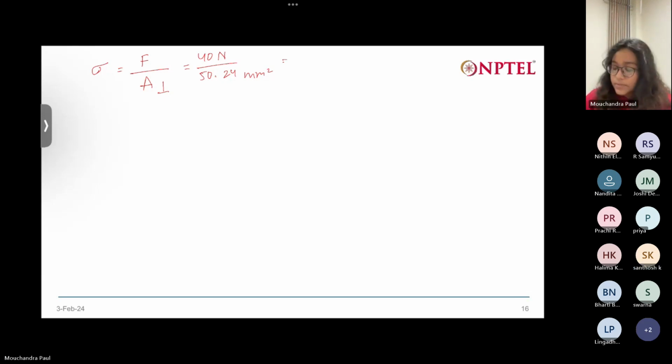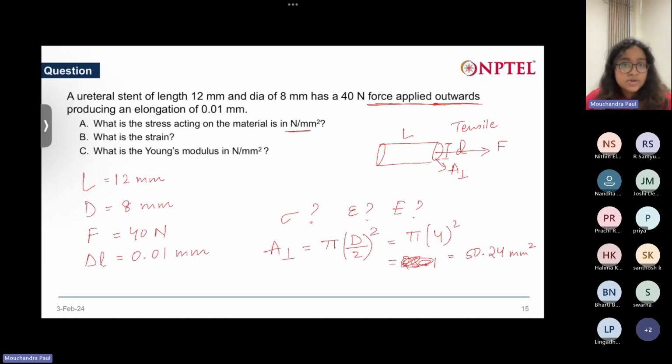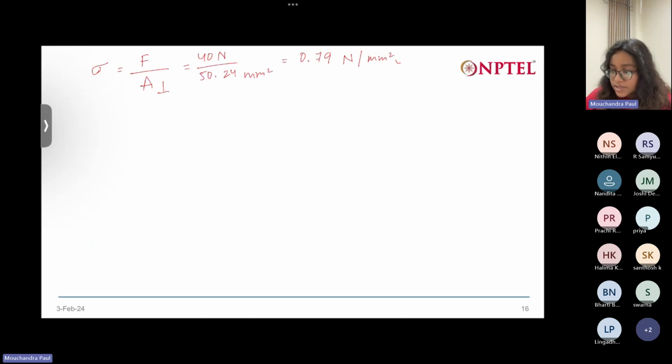0.79. Okay, you're correct. It is 0.79, and the unit will be Newton per mm square. Note this particular unit is not an SI unit, but in this question we are not asked for SI units, so it's totally fine. So we have got the answer. Stress is 0.79 Newton per mm square.